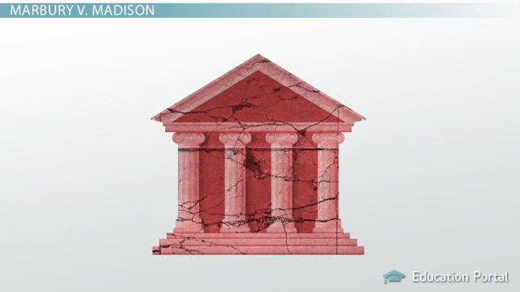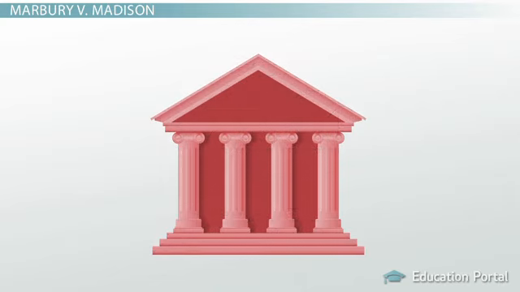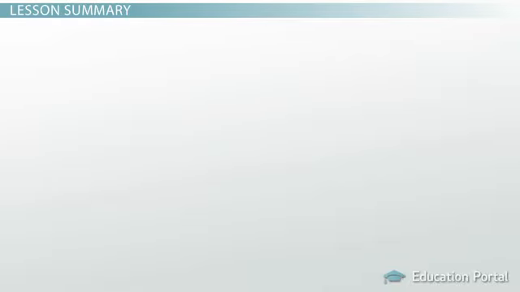The decision's immediate effect was to deny power to the court based on the Supremacy Clause, but its long-term effect was to enhance the court's power by establishing judicial review and to place the judiciary branch in equal power to the executive and legislative branches.